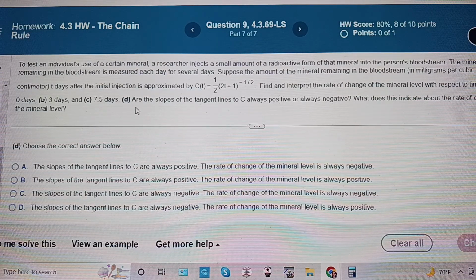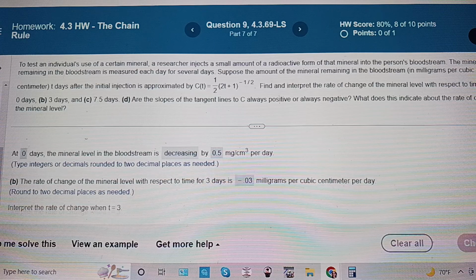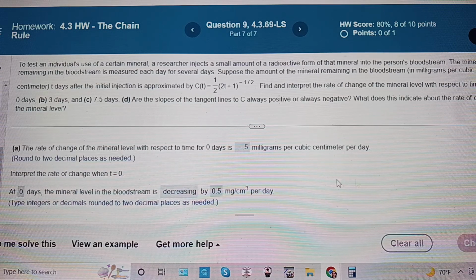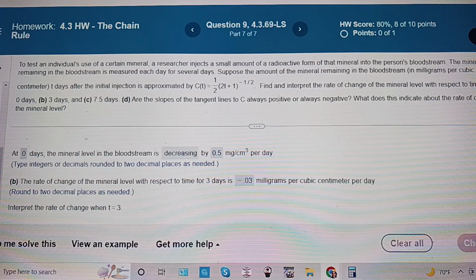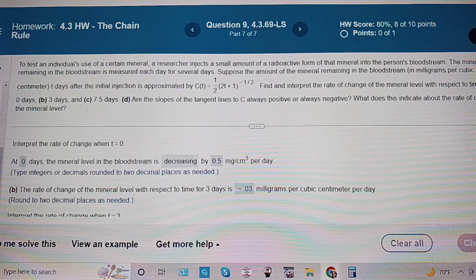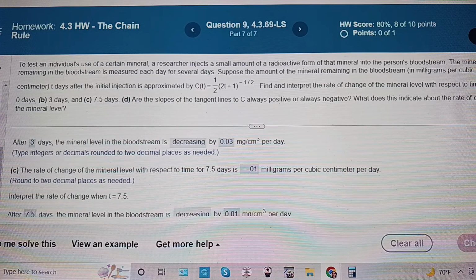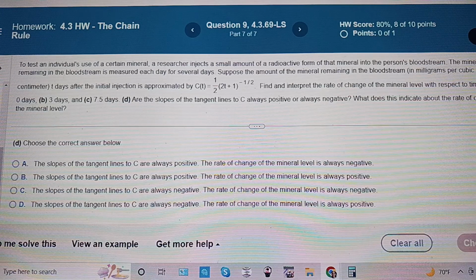Okay, what does D say? Are the slopes of the tangent line always positive or always negative? Well, they're all negative here. My 3 derivatives were negative 0.01, negative 0.03, and negative 0.5. And not only were they all negative, they were getting closer and closer to 0, actually. So they were kind of getting closer and closer to horizontal. So it went from a little steeper to less steep to almost horizontal. But they're always negative.